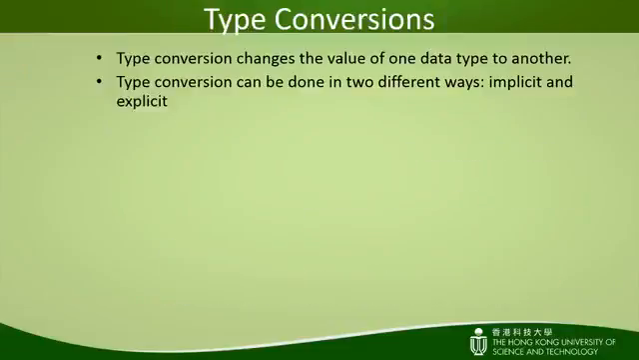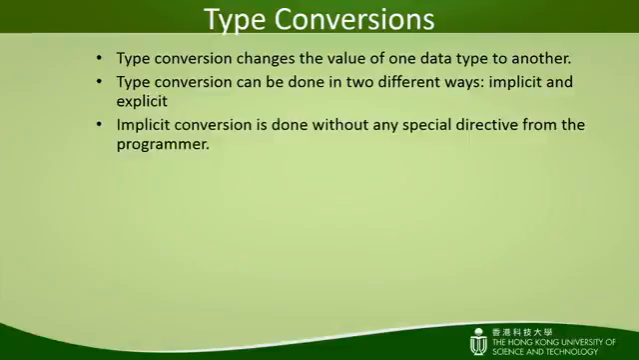For a particular type, there is a set of valid operators that can be applied to that type. If one wants to apply a certain operator that is only valid for another type, type conversion is needed to convert the data type from one type to another. Type conversion can be done in two different ways: implicit and explicit conversions. An implicit conversion will change the value of one type to another without any special instruction from the programmer.